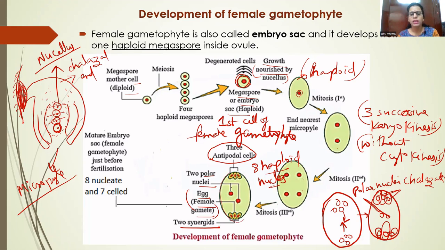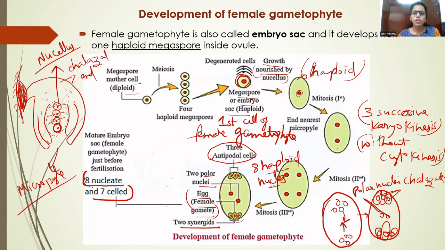7 cells. Okay, and let's count the nuclei now. There are 2 polar nuclei, so 2, and 3 haploid nuclei of antipodal cells. So 2 plus 3 is 5, and then 3 more here: 2 nuclei of synergids and 1 nucleus of the egg, the female gamete. So there are a total of 8 nuclei. So the female gametophyte in angiosperms is actually 8 nucleate and 7 celled. This is the important characteristic of the female gametophyte.